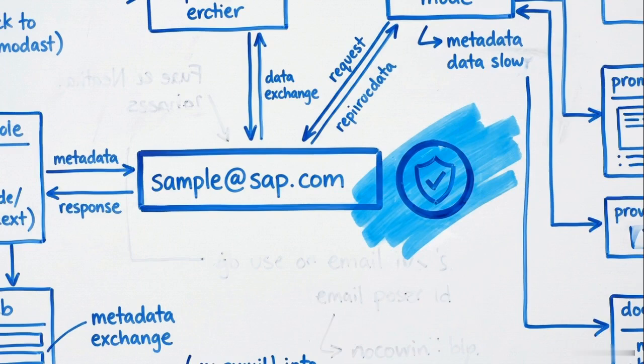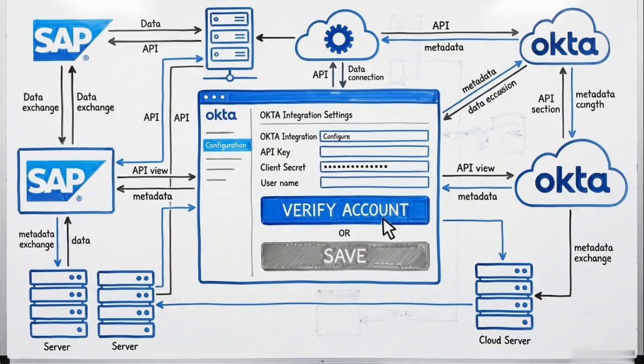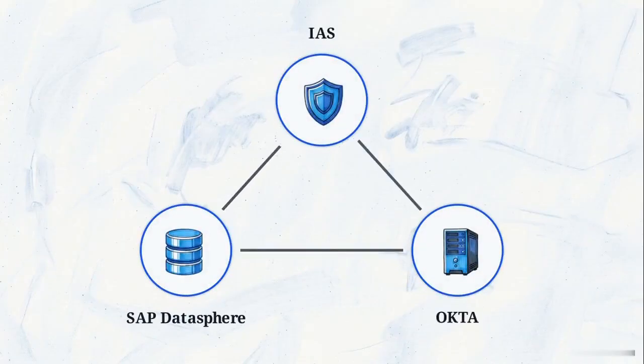Enter your system owner email address and click the Verify Account button. Do not skip this prompt. If you click Save prematurely without verifying, you will break the mapping and lock out the configuration. Once verified, Datasphere explicitly recognizes IAS as its gatekeeper. The three-way trust triangle is complete.